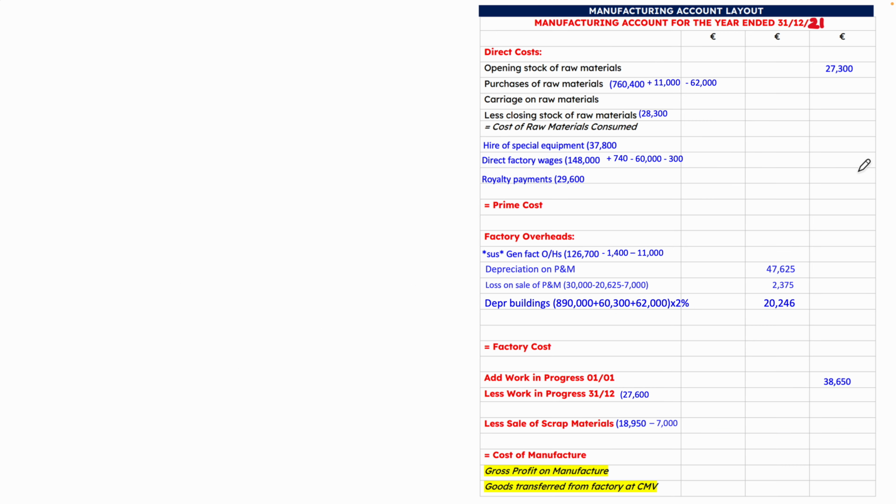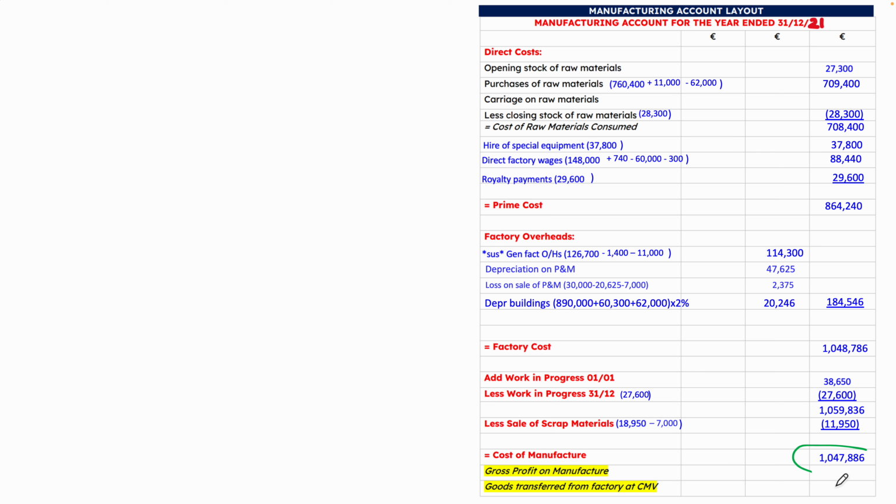All you have to do now is tot up the total. So this is what your books are looking like currently. You just have to bring everything across, okay? Tot up all your brackets, tot up all of your costs. You're going to take away your work in progress, you're going to take away your sale of scrap materials, and then you get 104,786 is the cost of manufacture.